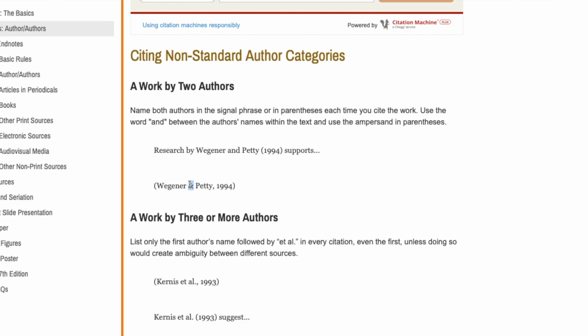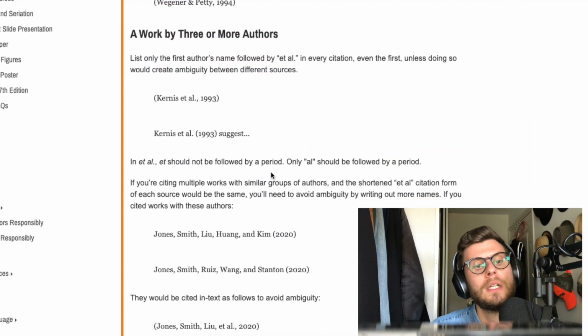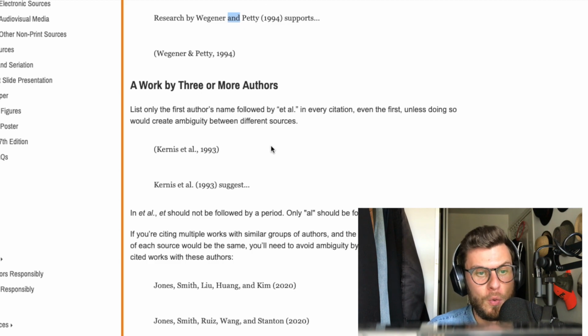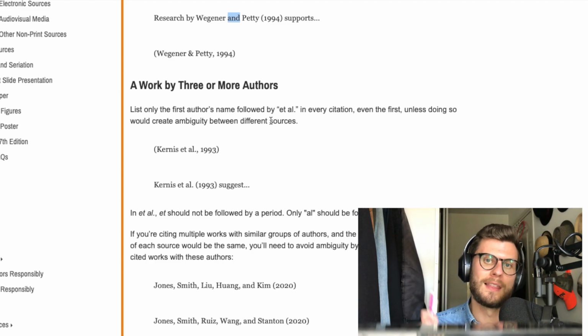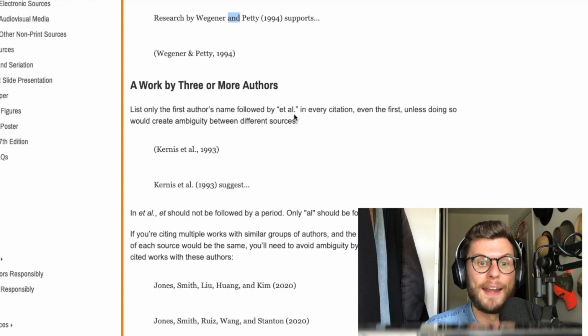But if you have two authors, you use the ampersand if it's inside the brackets. If it's outside of the brackets, actually write out the word "and." There are also two things when it comes to work by 3 or more authors. This is a new APA 7th edition thing: if you have 3 or more authors, use et al.